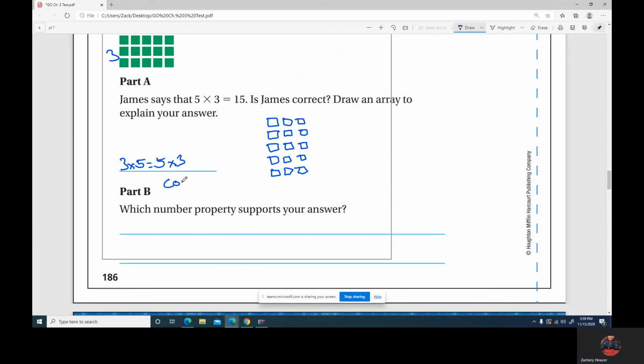That is commutative property of multiplication. But let's just put commutative property. Okay, what property supports your answer? Put commutative property right here. And that's the answer. Commutative property of multiplication. I should have read that one prior to doing this. So commutative property of multiplication goes on this line.